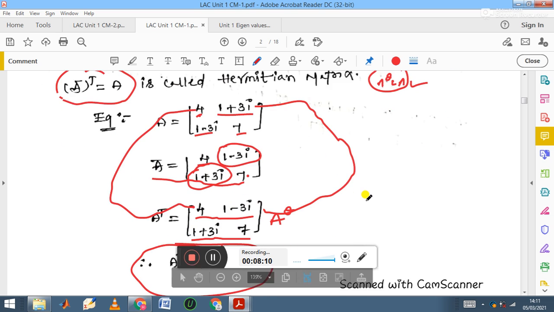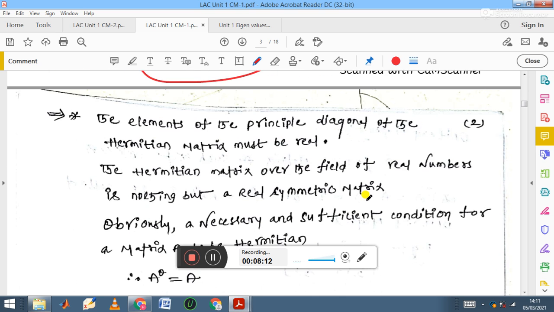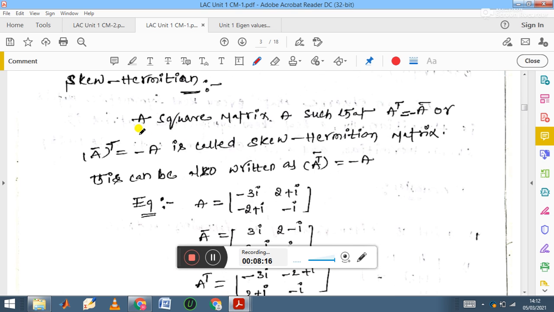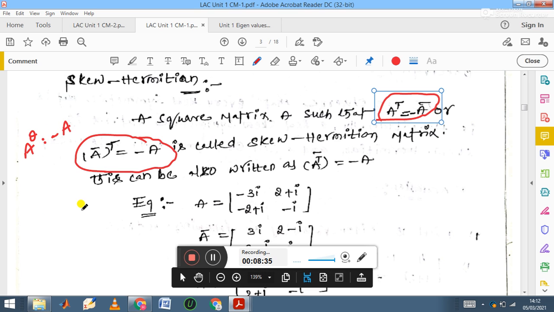Okay. Then go to skew Hermitian matrix. Skew Hermitian matrix definition: A transpose is equal to minus A bar, or you can use the notation A bar whole transpose is equal to minus A, or you can use A power theta is equal to minus A. Okay, so I think this is better. This is the simplest symbol to remember.